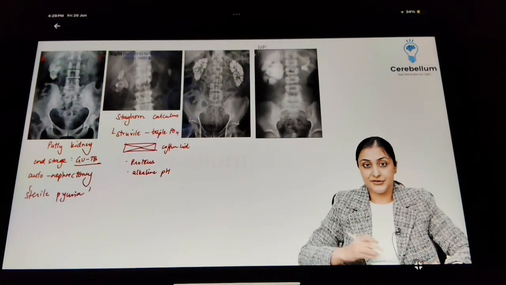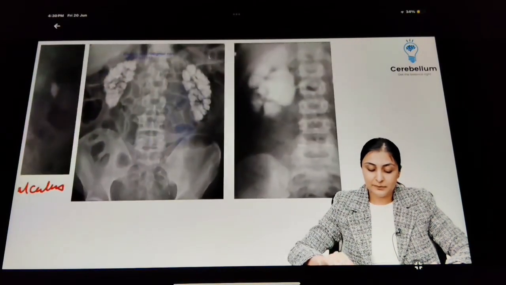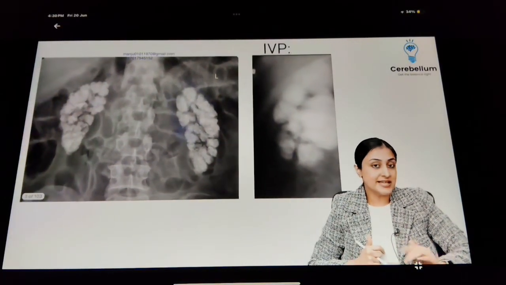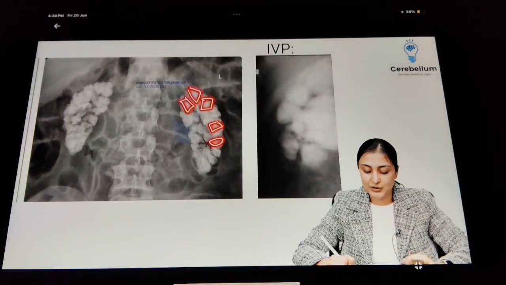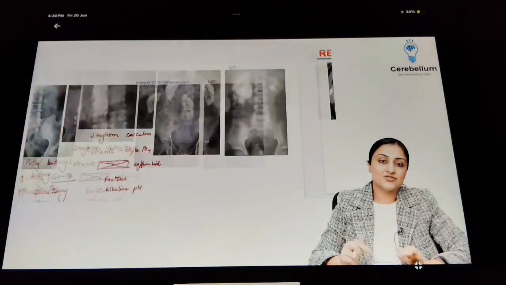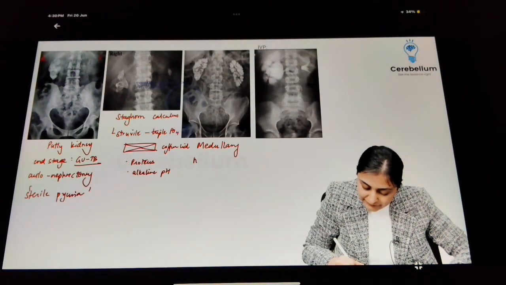Now look at the third X-ray here. Can this be putty kidney? It can't. Putty kidney can't be bilateral. Second, is it staghorn? No. This is where the complete kidney shows me calcification, but it's not the complete kidney as well. It is not even like putty kidney. What's the difference? You can see that now this calcification is occupying the medullary pyramids. So when you see bilateral calcification involving the medullary pyramids only, this is what we call medullary nephrocalcinosis.